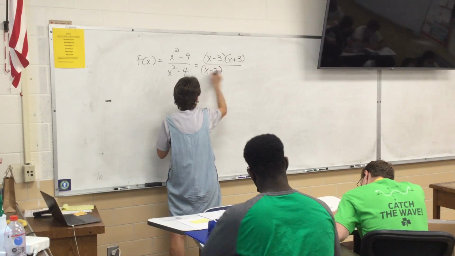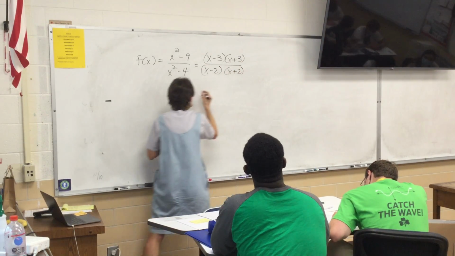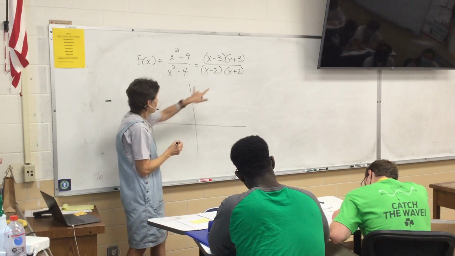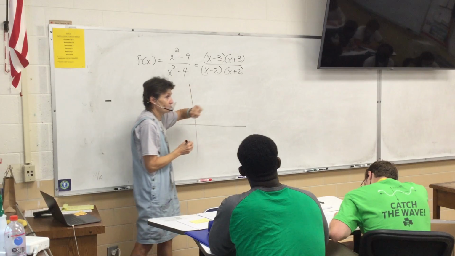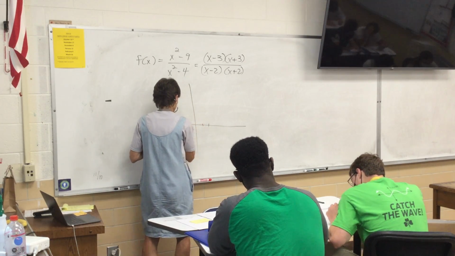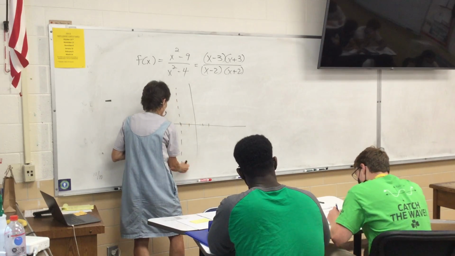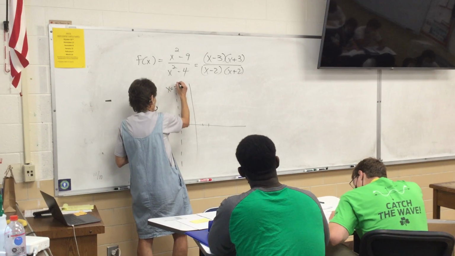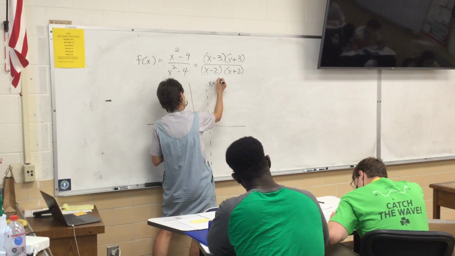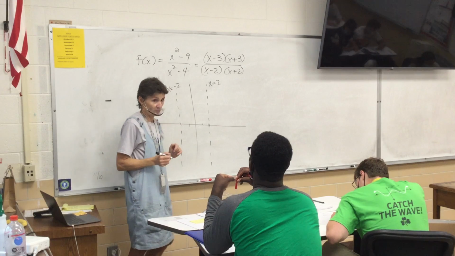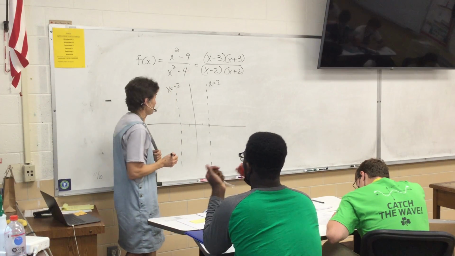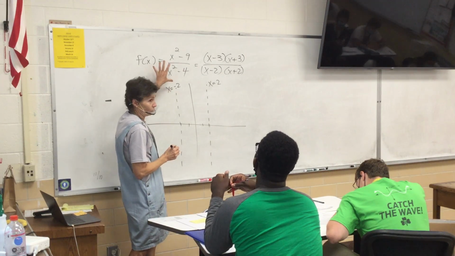But in the factored form, it is easy for me to see where my vertical asymptotes are going to be, right? Where are my vertical asymptotes going to be? At 2 and negative 2. So 2 and negative 2 are my vertical asymptotes. Because one more time, vertical asymptotes happen where the function is undefined, where the denominator is 0.